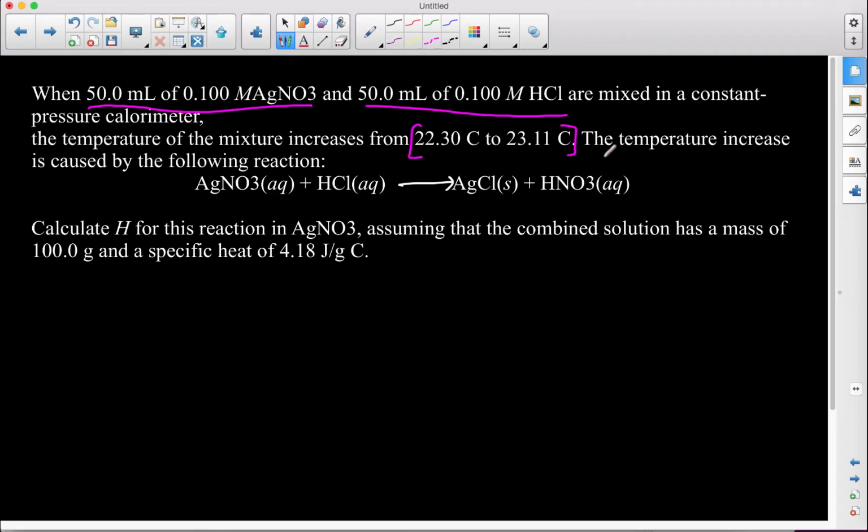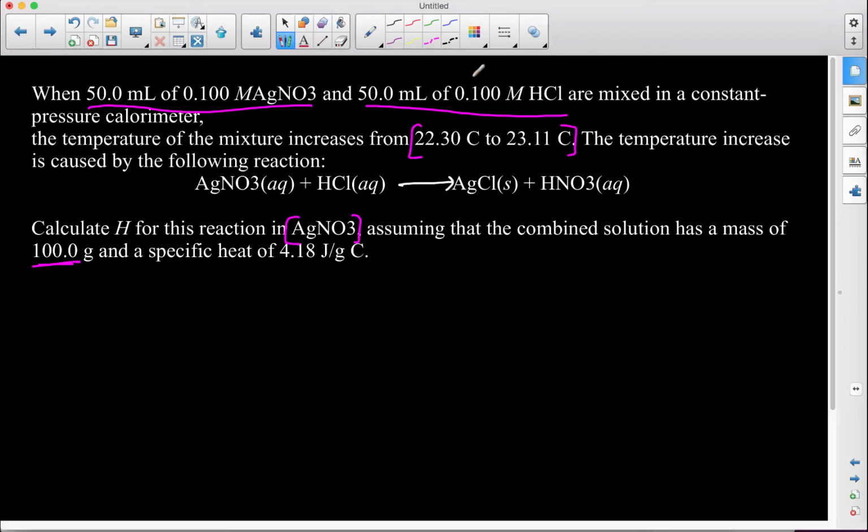The question is even worded so easily for you. Calculate delta H for this reaction in AgNO3, because we have to have a point of view, assuming that the combined solution has a mass of 100 grams. Why are we saying that the solution probably has a mass of 100 grams? Because these are relatively dilute, okay?